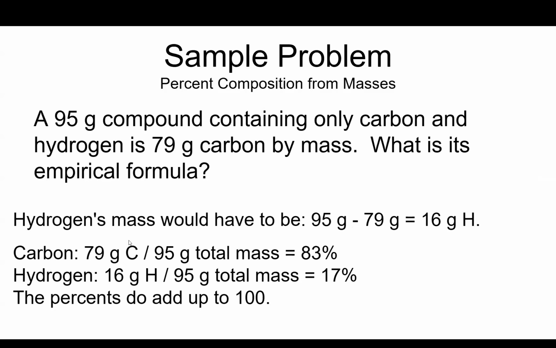Next, we would do a calculation like this. Take the mass of carbon. This is carbon's overall contribution to the total mass, divided by the total, times 100, and you get 83%. For hydrogen, it's 16 grams, divided by the total mass, 95 grams, times that by 100, and you get 17%. And 83 plus 17% for each of the elements does indeed add up to 100.